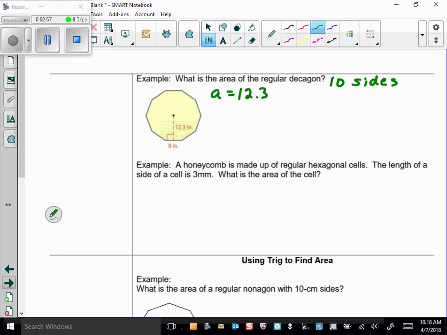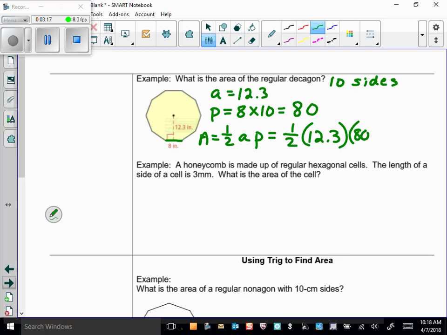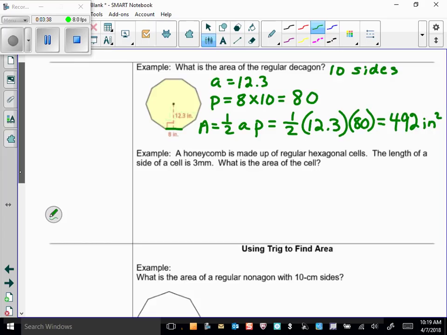They give us the apothem, they give us a side length of 8 inches, so I can find my perimeter, right? The perimeter is 8 times 10, because I've got 10 sides, which is 80, so the area is 1/2 AP, which is 1/2 times 12.3 times 80. And when I simplify all that, I get 492 square inches. Okay? That's it. It's very simple when they give you the side length and the apothem, but as you can imagine, that won't always be the case.